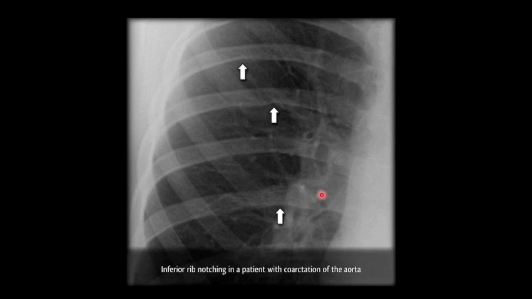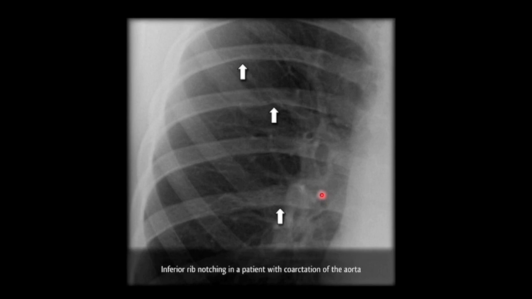Since these are enlarged, that can lead to eroding of the ribs, since they are passing below in the costal groove. So if an enlarged artery is going through this region, there will be eroding of ribs, and that is referred to as rib notching. So rib notching is usually seen in coarctation of aorta.